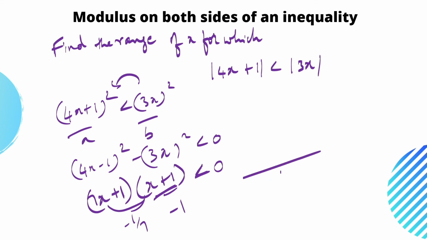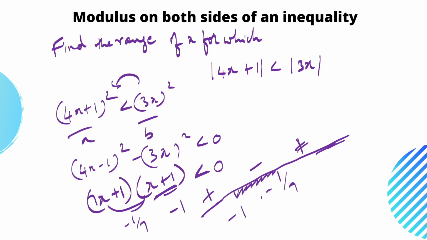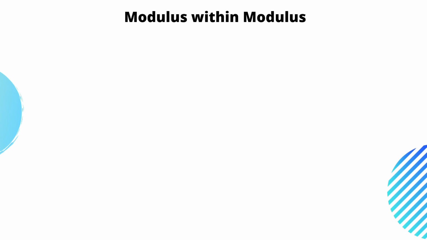And what is the range? Let us take a number line. Minus 1 by 7 and minus 1. Okay, so this is less than symbol. So if we consider x square, the coefficient of x square is definitely positive. So let us start with positive sign: positive, negative, positive. As this is a less than inequality, consider only the negative part. So what is the range here? x lies between minus 1 and minus 1 by 7, exclusive. So that is how you calculate this kind of problems.